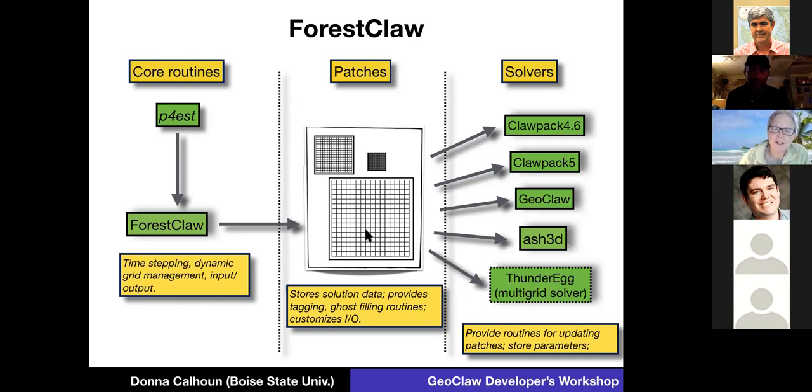Okay, so these patches are kept separate from the actual core routines. And then on top of that is a variety of solvers. I've implemented both versions of ClawPack, GeoClaw, and Ash3D, a code I did with the USGS, and we're currently implementing a multigrid solver that we're beta testing now, and we're working on the parallelization of it. So a user who comes along and has, say, their own solver, on this left-hand side is where they would implement their code, and they would then describe how to update on a patch, etc.